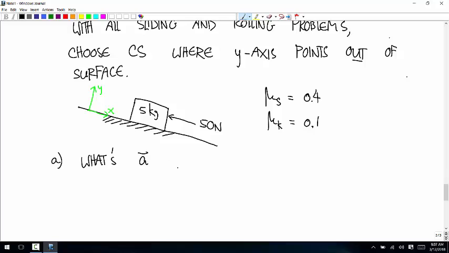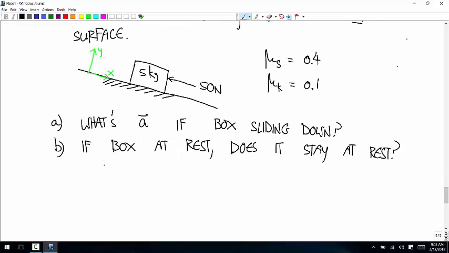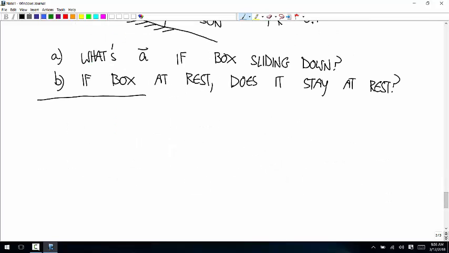So what's the acceleration if at this instant the box is sliding down the block, down the incline? And then second, if the box is at rest at this instant, does it stay at rest? Okay, so first, for part A, I'll draw a free body diagram.